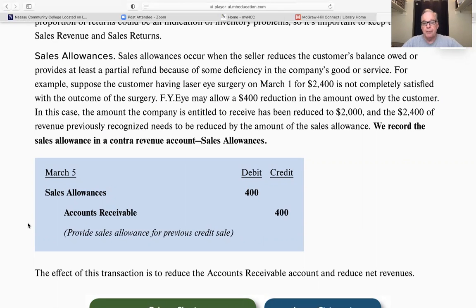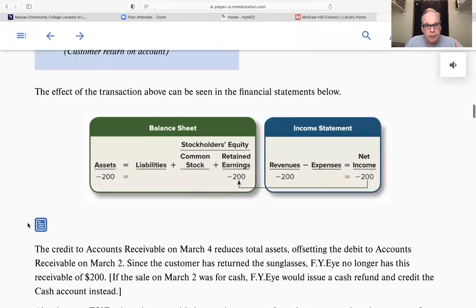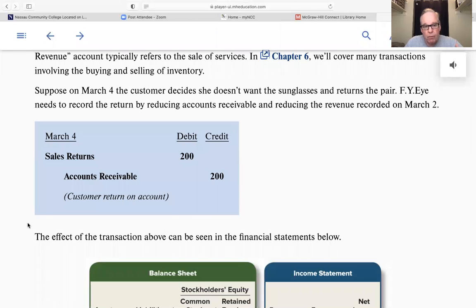Okay, sales allowance. Now remember, with sales allowance, the customer gets to keep what you sold them, but you lower the price. So in the case of merchandise, let's say those sunglasses, right? Say this sunglass example here. What if the doctor said, well, why don't you keep the glasses? I'll take $50 off. Right? In a case like that, the doctor would have debited sales allowances and credited accounts receivable for $50. Right? Here, this was a complete wipeout of the original sale.